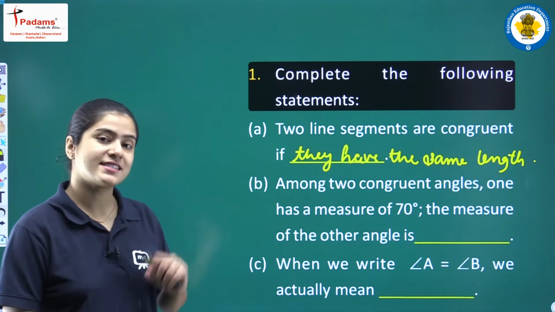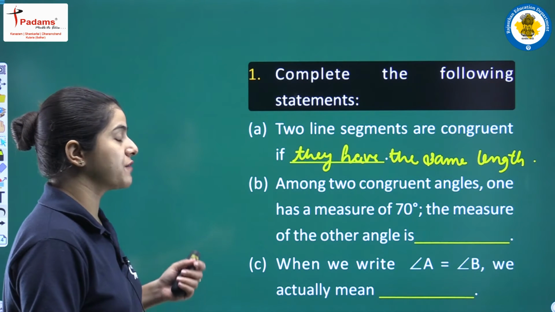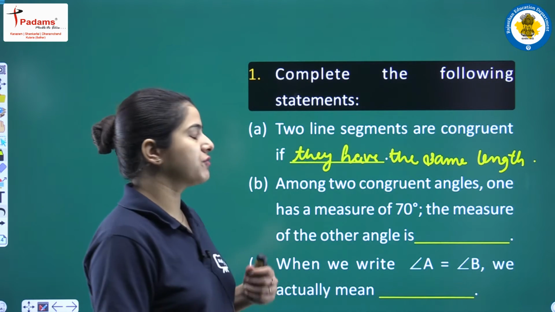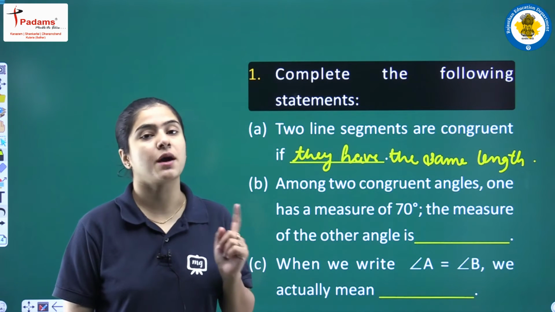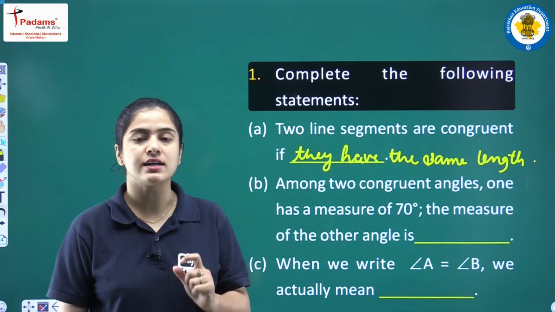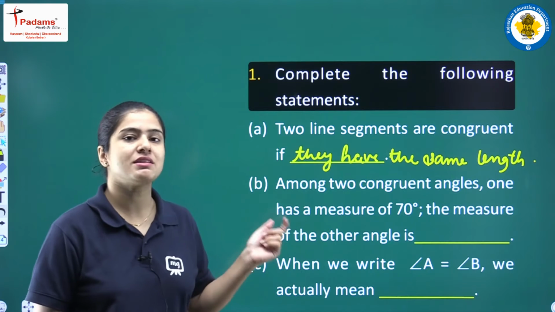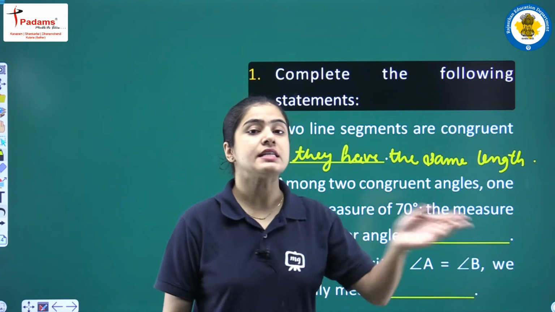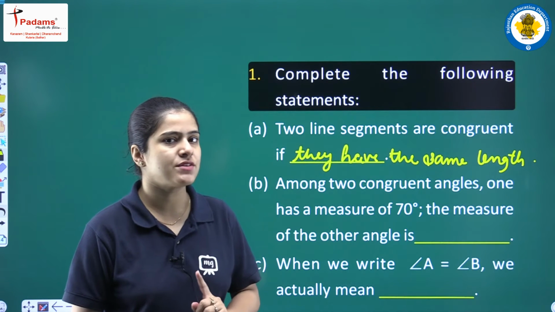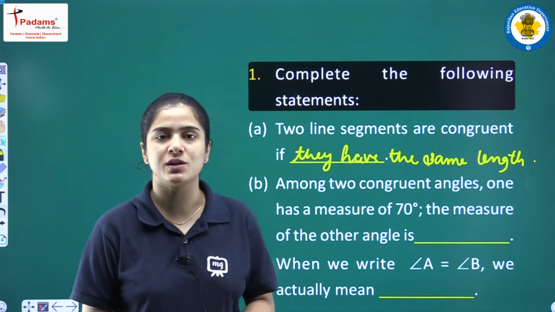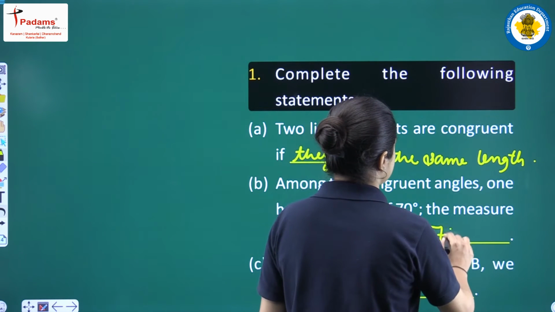Alright students, looking at the second statement, what is that? Among 2 congruent angles, one has a measure of 70 degree. The measure of the other angle is. We have discussed that अगर कोई 2 angles congruent होते हैं तो उनका measure same होता है, और अगर 2 angles का measure same होता है तो that means that 2 angles are congruent. So in this question it is given that there are 2 congruent angles, then it means that their measure is same. So if one angle is 70 degree, then the measure of the other angle is also 70 degree.